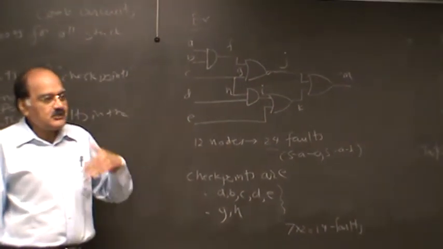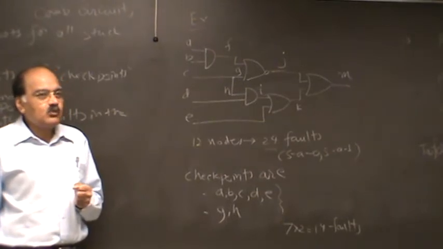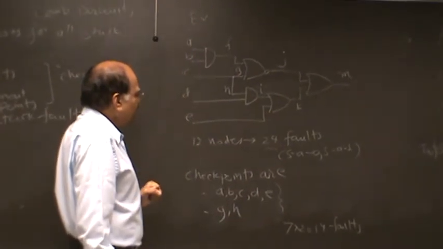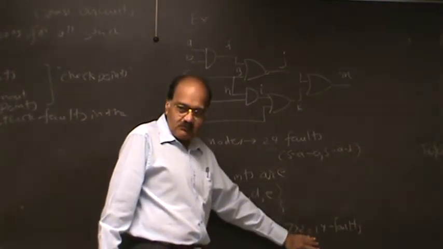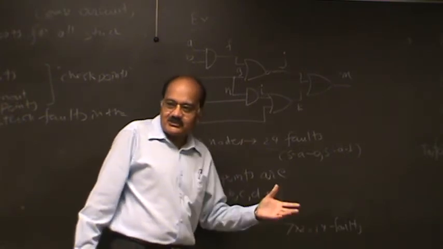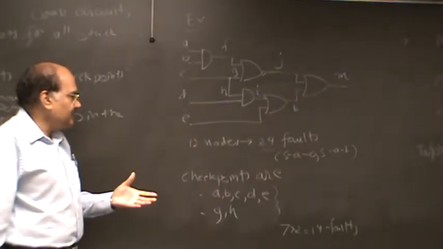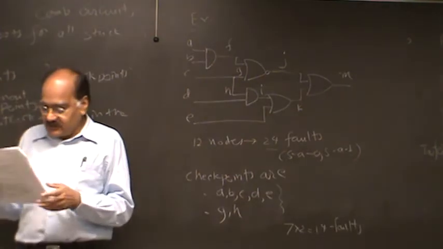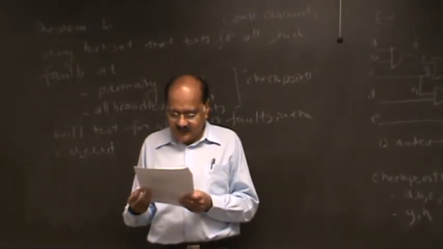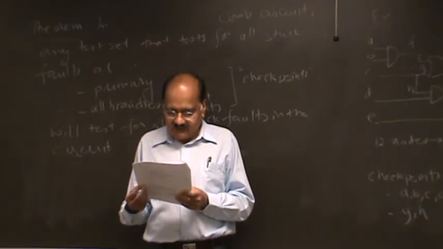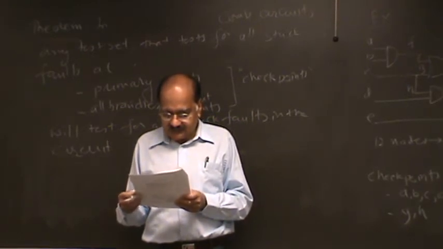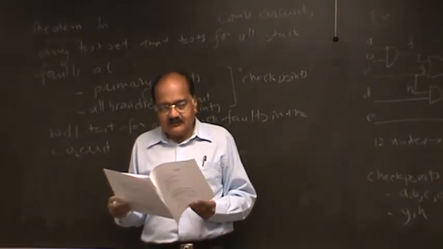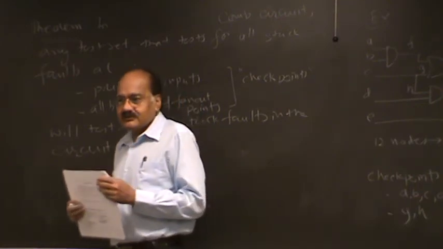But then as you keep reducing it further, you will need to think more and more intelligently. So you need to look at the circuits, maybe think about it, analyze it, and you can reduce it to lower number. But reducing it to 14 is straightforward. From 24 to 14, you simply use the checkpoints. So if you test with checkpoints, you will have tested for all stuck at faults. Any questions on this?